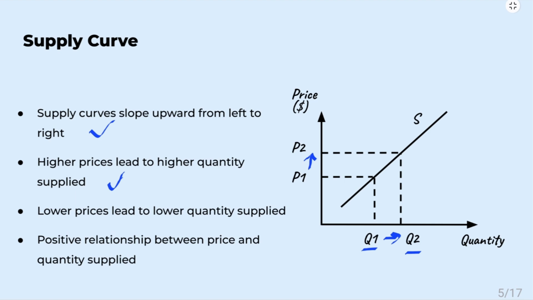For example, imagine a company selling smartphones at a lower price like P1, let's say this is $200, the firm may only supply Q1. So Q1 here, let's imagine 500 units, 500 unit smartphones because profits are smaller. But when price rises to P2, $300, the firm can earn more profit, so it increases production and supplies 1,000 units as Q2. In contrast, if prices fall, firms will reduce the quantity supplied because producing becomes less profitable.